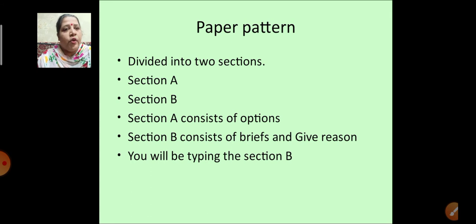Here, you will be typing section B. You are going to type the answers, that is the big answers, the briefs and give reasons. There are no options for you here. So, children, let's continue.